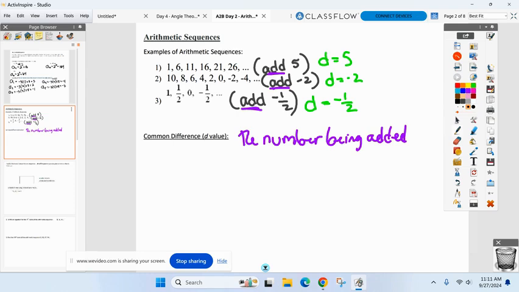So before I move on, what makes a sequence arithmetic? Adding the same number. And what's that number called? Common difference, and I represent it with the letter D for difference. And that's all we're going to work on today, arithmetic sequences. Questions about them?